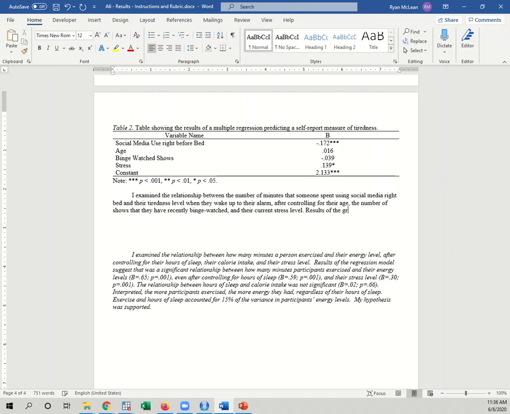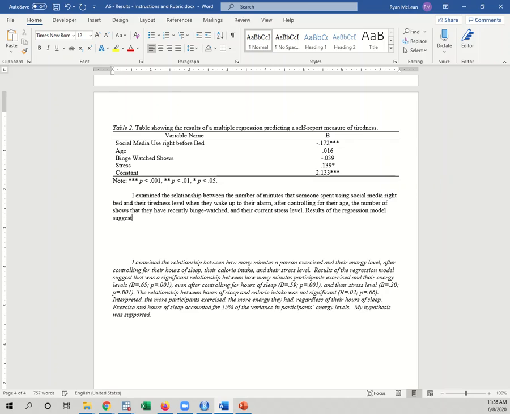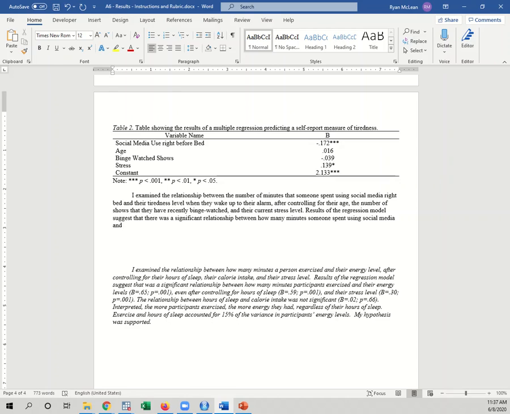Results of the regression model suggest that there was a significant relationship between how many minutes someone spent using social media and their tiredness level. And then open parentheses, b equals negative 0.172, p is less than 0.001. Close parentheses.